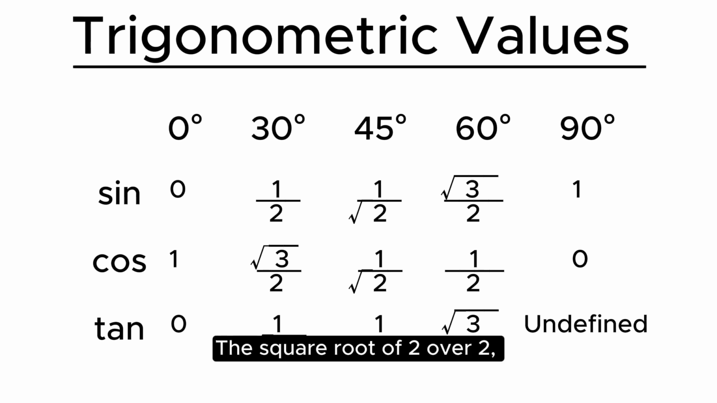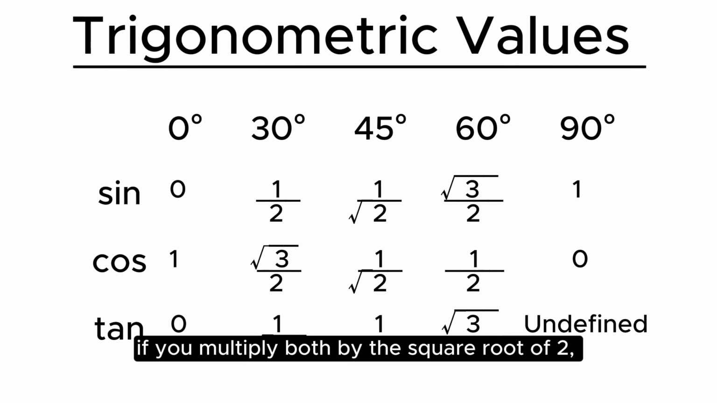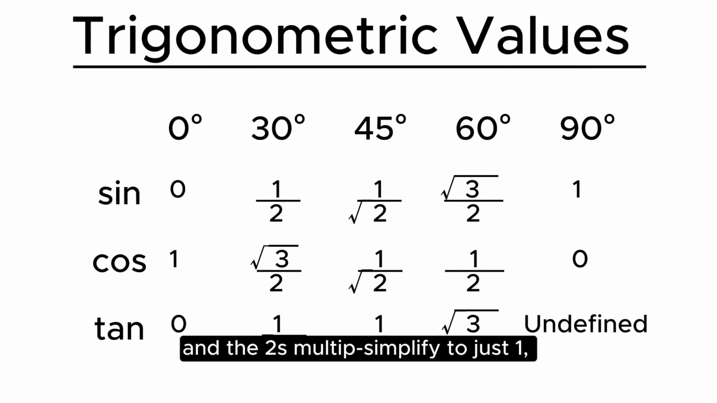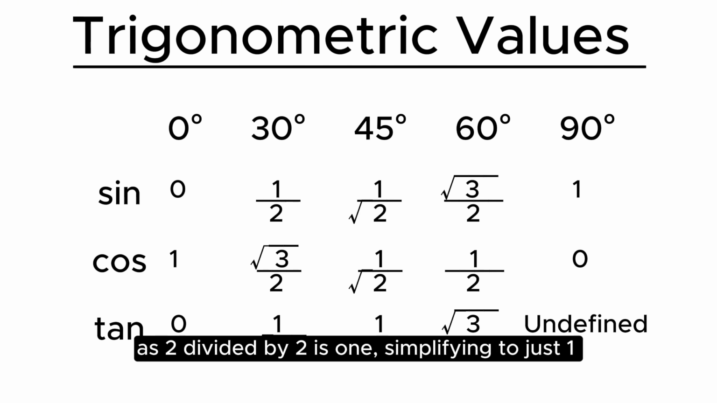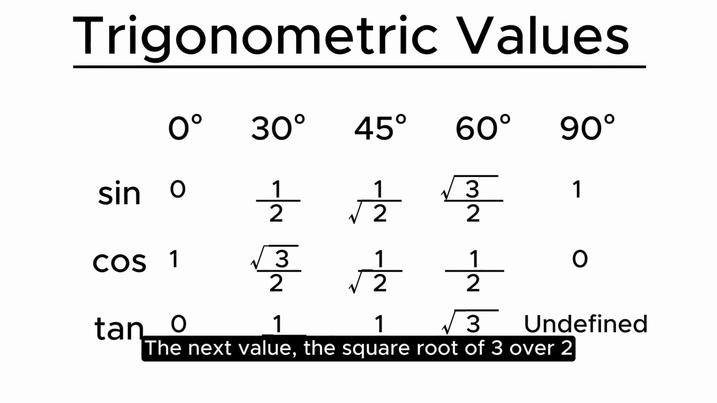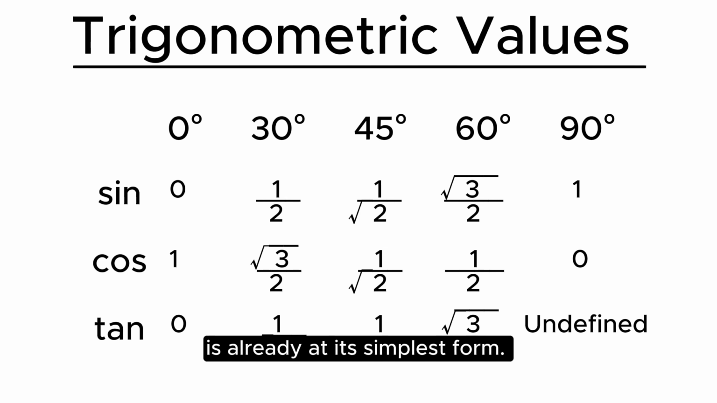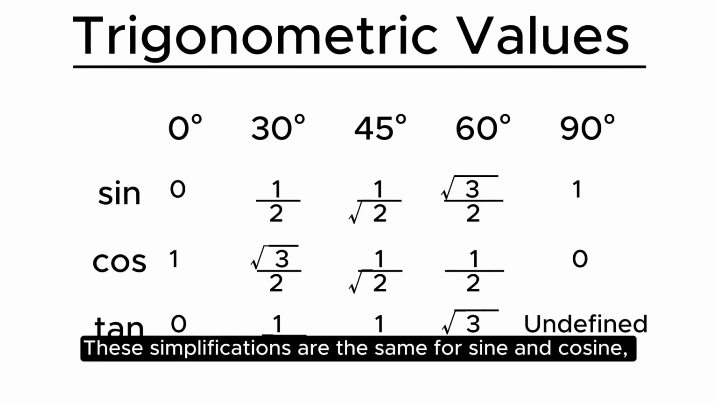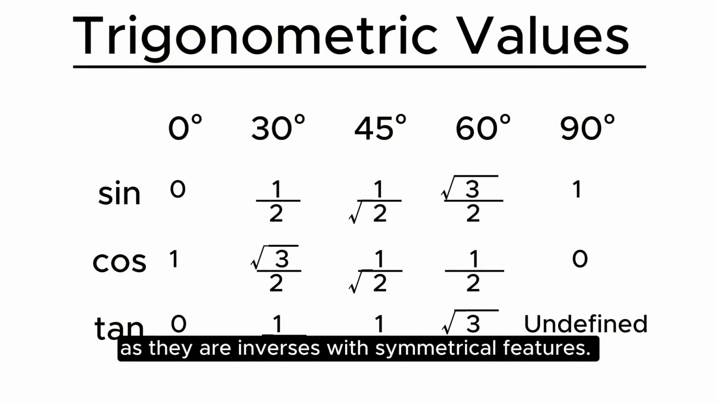The square root of 2 over 2, if you multiply both by the square root of 2, you get 2 over 2 times square root of 2, and the 2's simplify to just 1, as 2 divided by 2 is 1, simplifying to just 1 over the remaining square root of 2. The next value, the square root of 3 over 2, is already at its simplest form. The square root of 4 over 2, the square root of 4 is 2, so 2 over 2 is simply 1. These simplifications are the same for sine and cosine as they are inverses with symmetrical features.